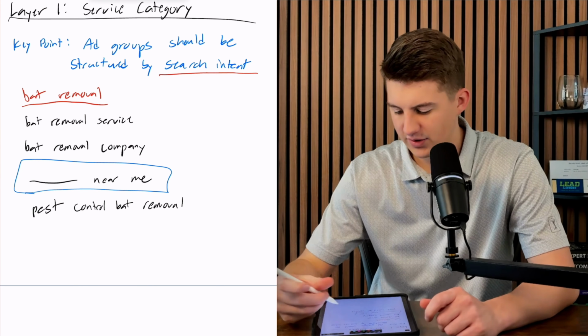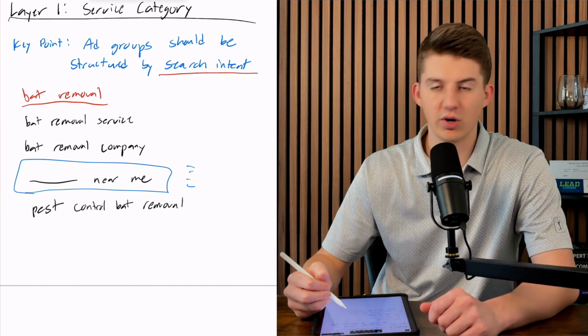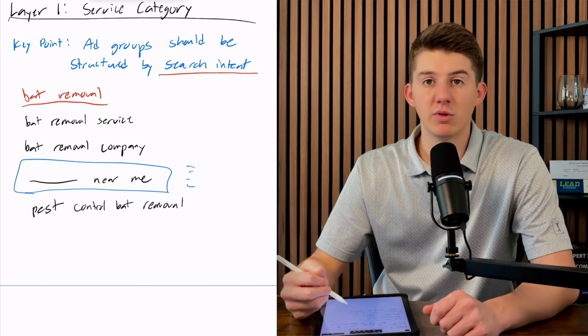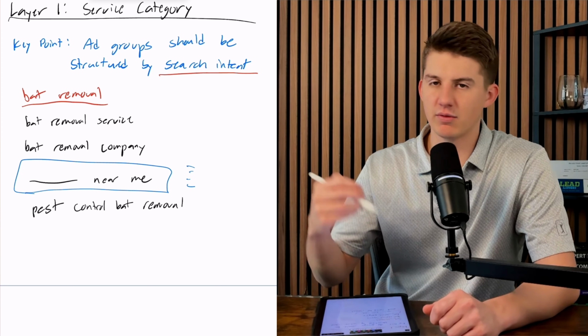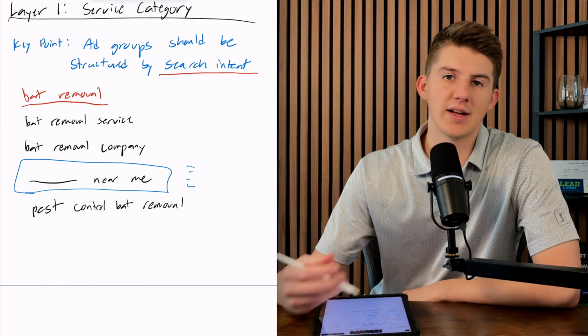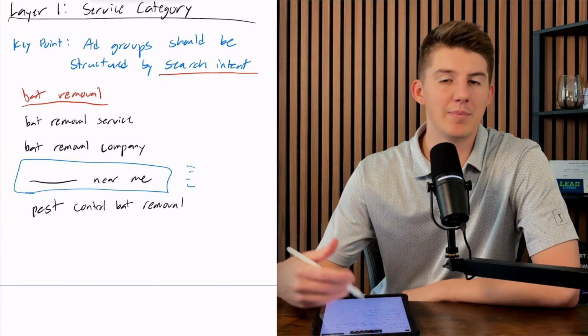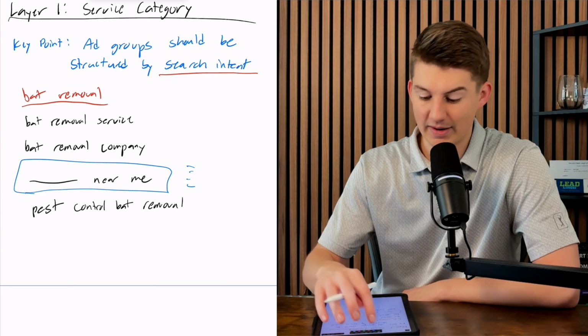So let's say you have 5 different cities that you service and you put all of them in here. Bat removal Omaha, bat removal Lincoln, bat removal Council Bluffs, bat removal whatever. And a lot of times that does make sense depending on how big the population is. So this will kind of just bring me into my second layer of this.